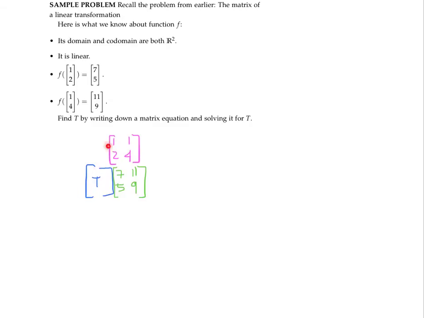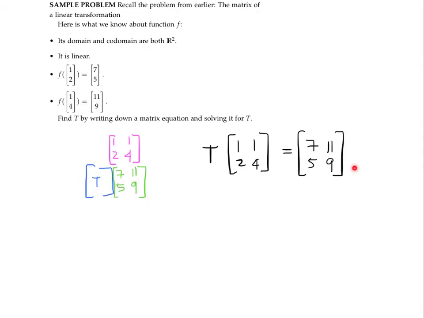Remember that when T acts on (1, 2), we should get (7, 5) right here. This is just like matrix multiplication, ignoring the other column. And when T acts on (1, 4), we should get (11, 9) down here. Again, just like matrix multiplication, ignoring the other column. So let's write that out more clearly. The way that we solve for T is by finding the inverse of this matrix, multiplying it on the right, which will make this the identity matrix, or the equivalent of multiplying by 1 when you're dealing with matrices, doing the same thing on this side, and then solving for T.